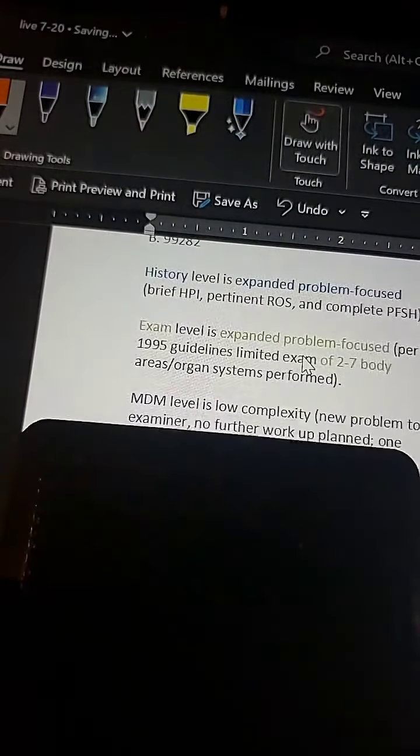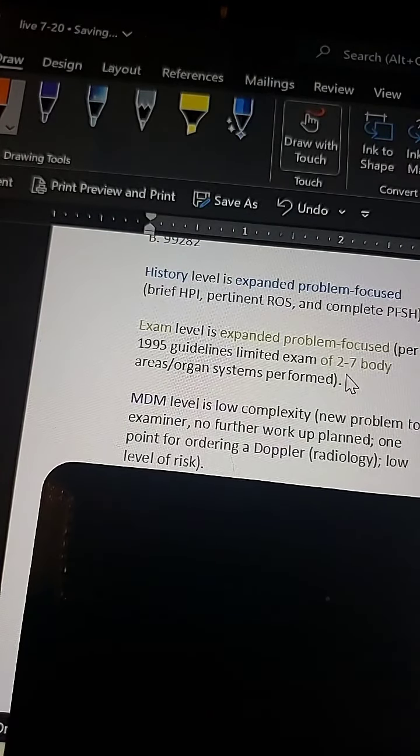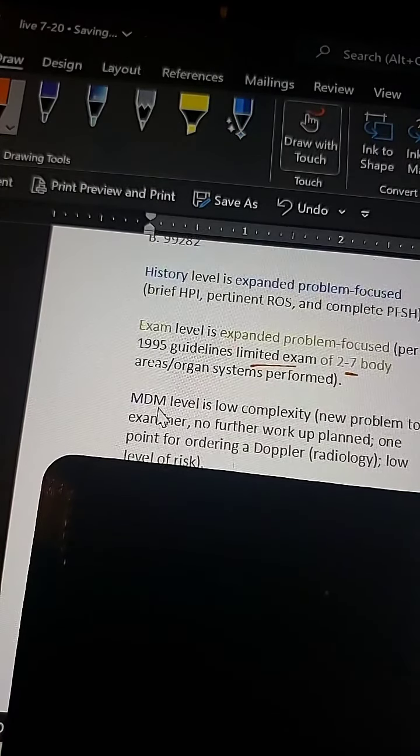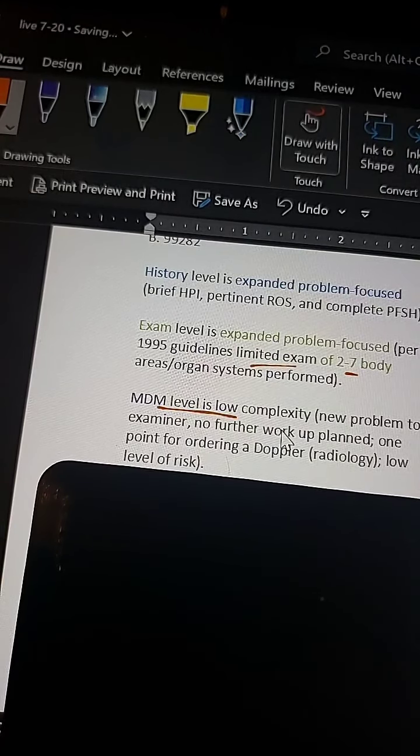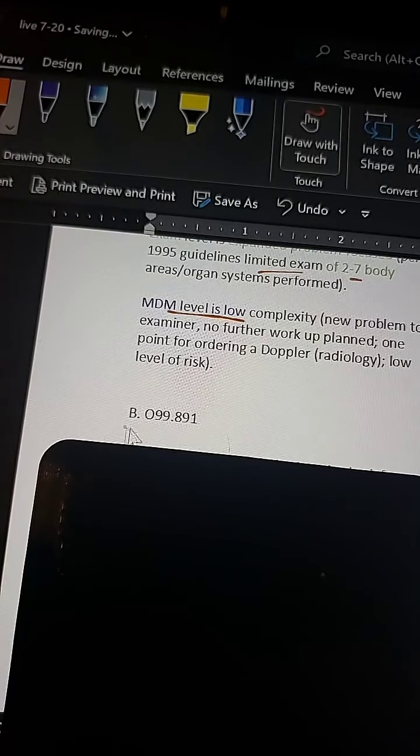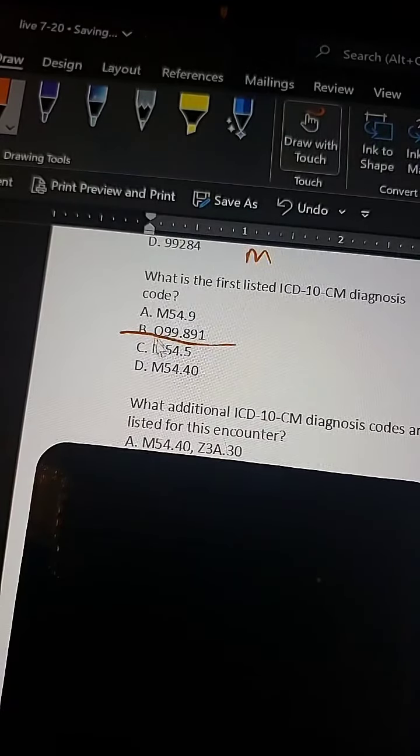All right. It tells you right here, 2 to 7 body parts is a limited exam. Their numbers are a little different than mine. I've got 2 to 5 as expanded problem focused. The MDM decision making is very low, not that big of a deal. Our diagnosis was definitely the OB code. That's what we're going to code first. And that was the only code in this bunch.